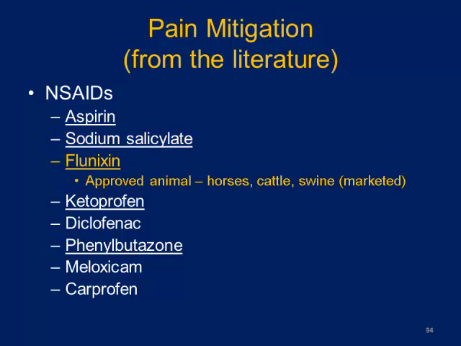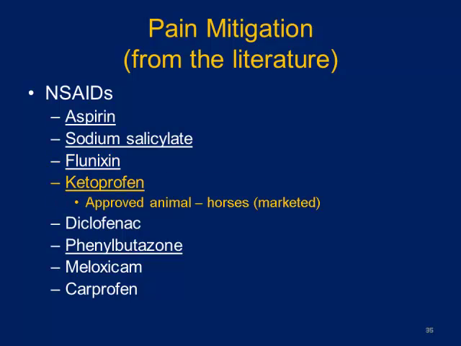Banamine, approved in animals, horses, cattle, and swine. It is marketed. I know Banamine has some particular concerns related to the route of administration, but the rationale behind using that product in an extra label manner in a different route of administration, for example, would have to be to alleviate the suffering and to address the health of the animal. Ketoprofen, there's an approved animal product. So that could potentially be used in an extra label manner legally.